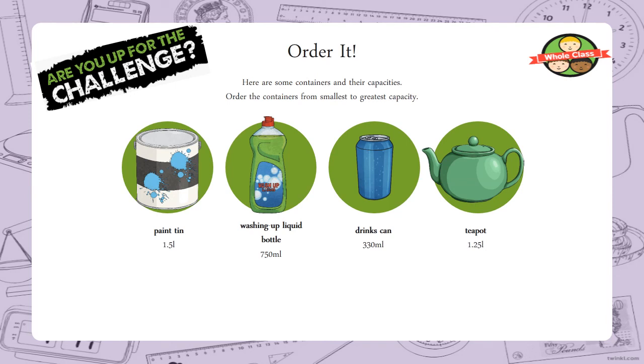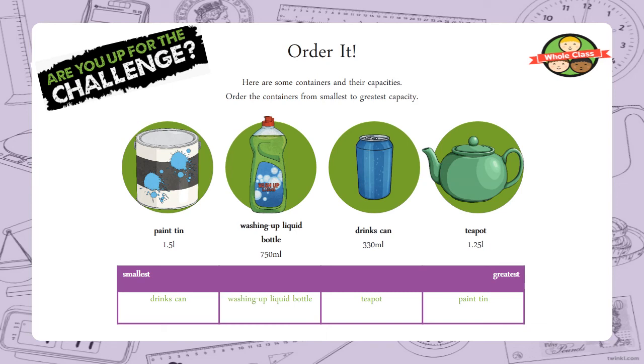Then 750 milliliters. Now between 1.5 and 1.25, which one is smaller? 1.25. Excellent. And the greatest one, 1.5 liter. Good. So here I compare these and I order these mentally without doing the calculation of converting from unit to unit. So sometimes if I can do it mentally, it's better to do it mentally, and this gives you the answer faster.